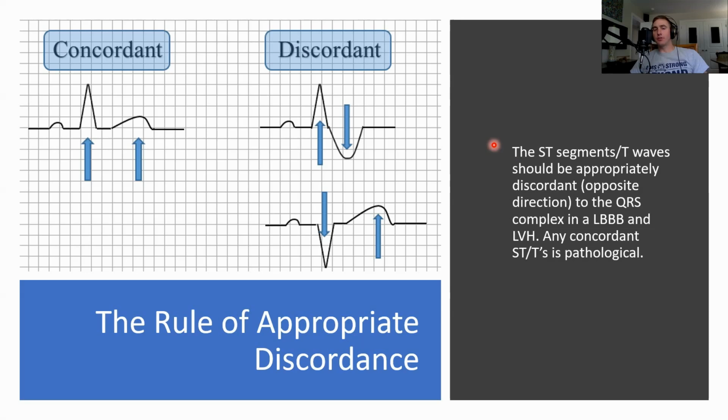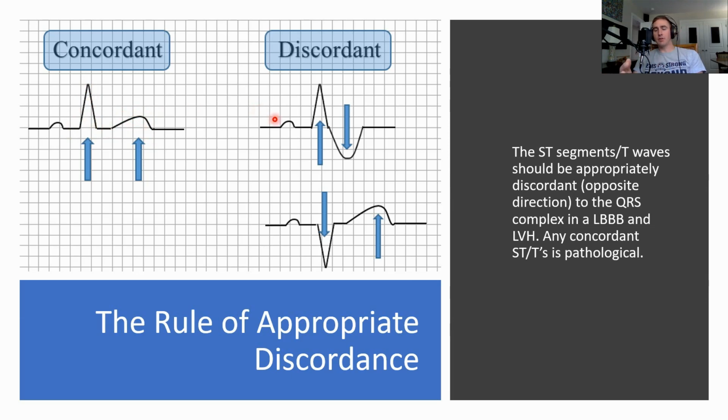Something else you have to understand about left bundle branch blocks, left ventricular hypertrophy, and paced rhythms is the rule of appropriate discordance. Generally, in normal rhythms or in patients without a left bundle branch block or left ventricular hypertrophy, the ST segment and the T wave are generally in the same direction as the QRS complex. That's referred to as a concordant T wave or concordant ST segment.